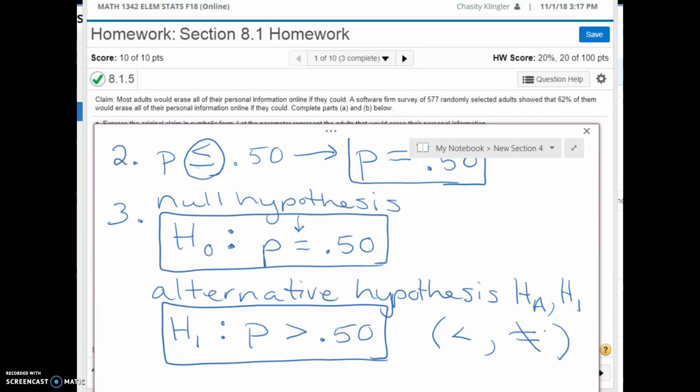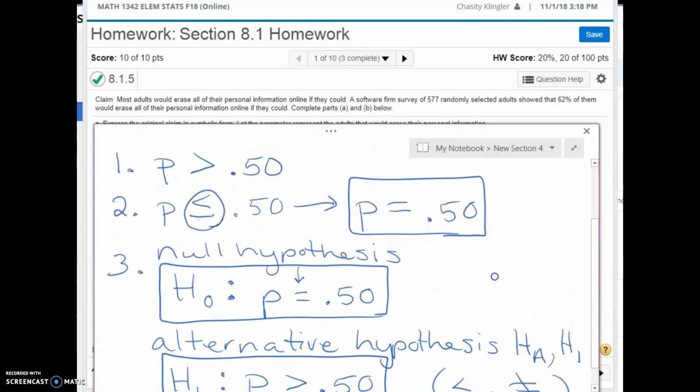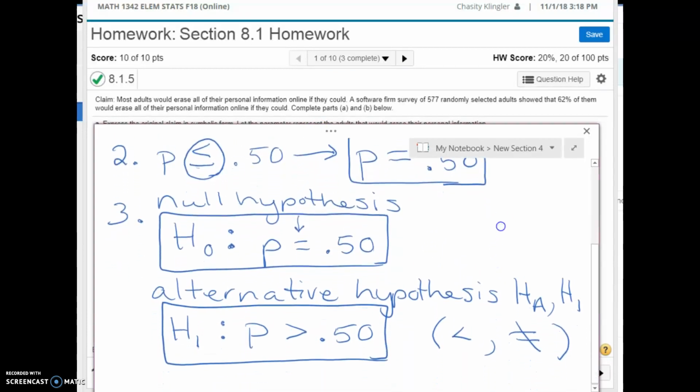Now, this problem doesn't ask you to do it, but if we were going to go further and continue on with the hypothesis test, you want to star which one of these was your original claim. So number 1, P is greater than 0.5, ended up being our alternative hypothesis. So put a star by it, just so you know later on which one was the original claim, the null or the alternative. It could be either one. It's just the one that was stated in the original claim.